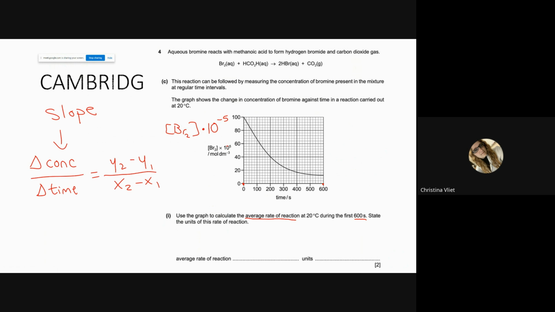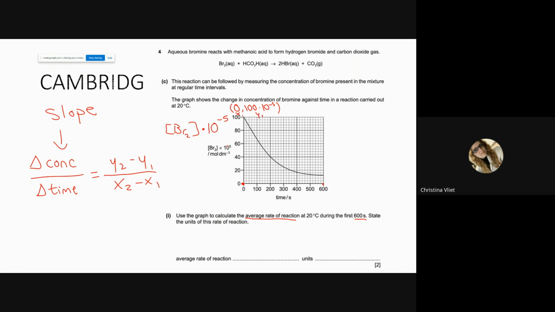What would be your first point that you're looking at? At a time of 0, what's the concentration? At a time of 0, your concentration is 100 times 10 to the negative 5, because it's concentration times 10 to the negative 5. Are you following me so far? 0 being x1, and 100 times 10 to the negative 5 being y1. X1, y1. It's important. Math.